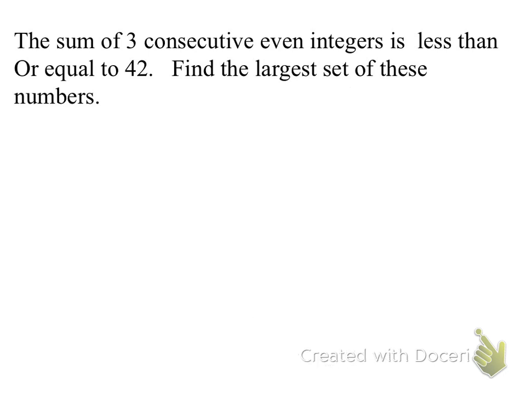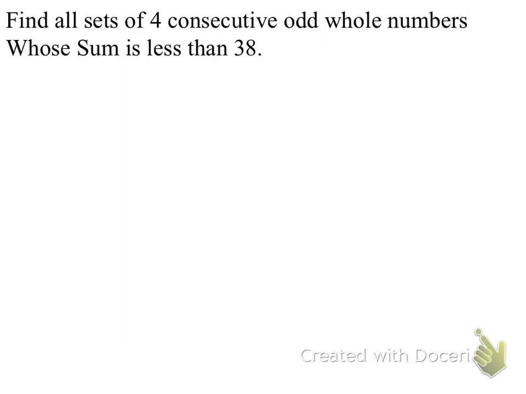Okay, one more question, and it is the most difficult, so let's kind of do this together. Find all sets of 4 consecutive odd whole numbers whose sum is less than 38. Okay, so step 1, we're doing 4 consecutive odd. What are we calling the first one? X. We'll call X the first odd.